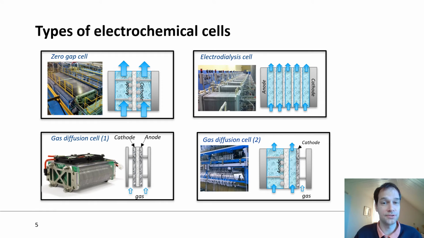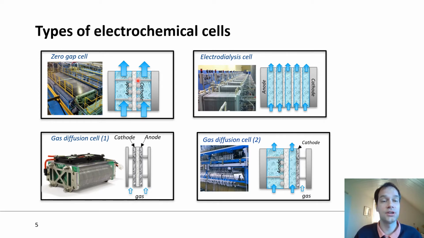There are more types of electrochemical cells that are similar to the parallel plate cell but are slightly different. For example, the zero gap cell, which we already discussed in our module on 3D electrodes. In that cell we have these electrode meshes that are pushed against the membrane to minimize the distance between anode and cathode and hence reduce the ohmic resistance in the electrochemical cell.